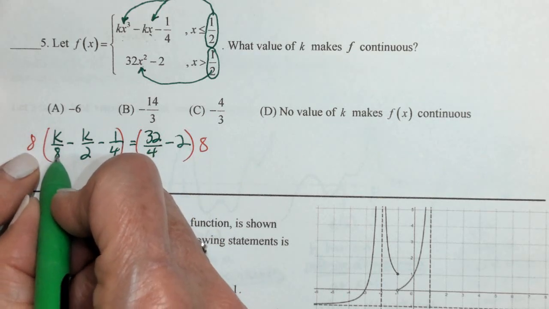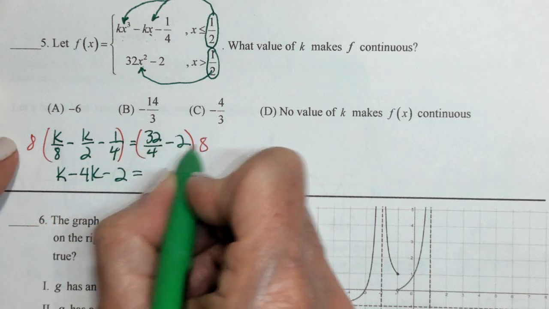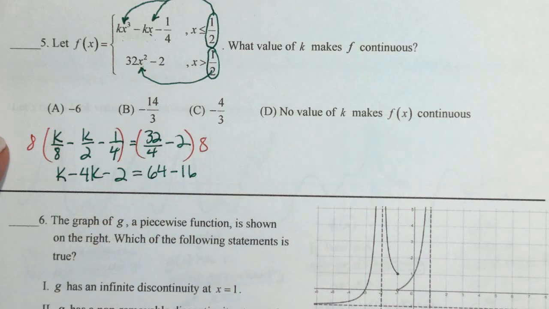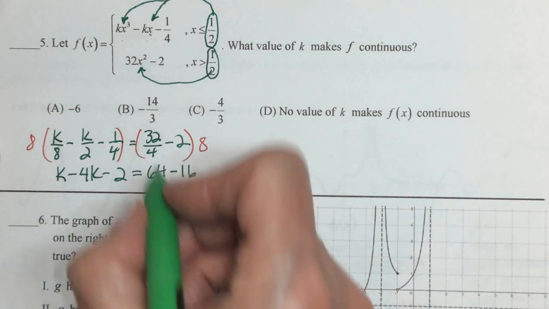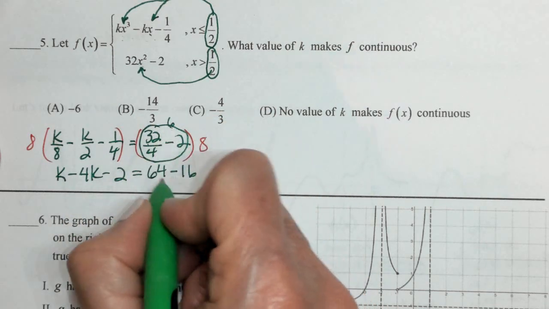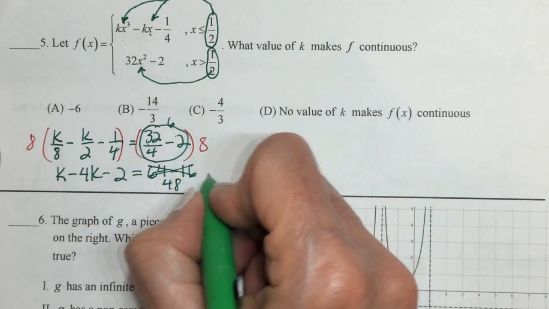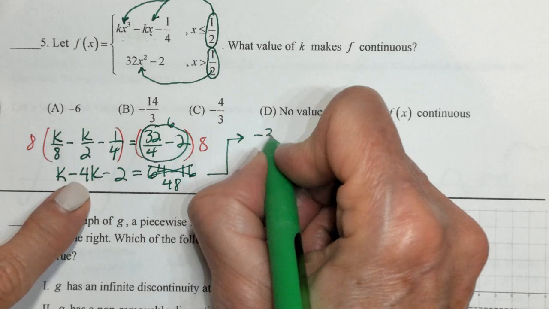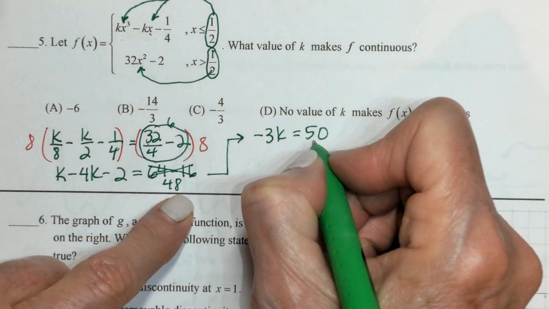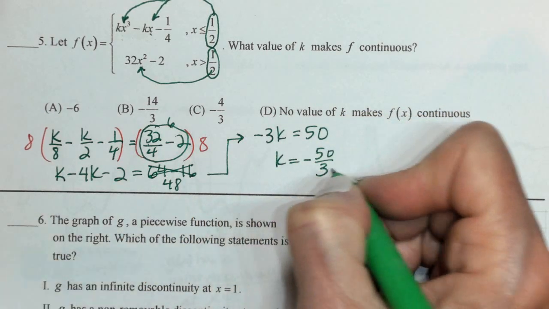this time. So this is going to be a k, this is going to be a 4k, this is going to be a 2. This is going to be a 64 minus 16. That was really a silly way to do this. I should have done 8 minus 2 is 6, and 6 times 8 is 48. I'm going to do it that way. Okay. Now I have negative 3k is equal to 50. Yeah? So k is equal to negative 50 over 3.